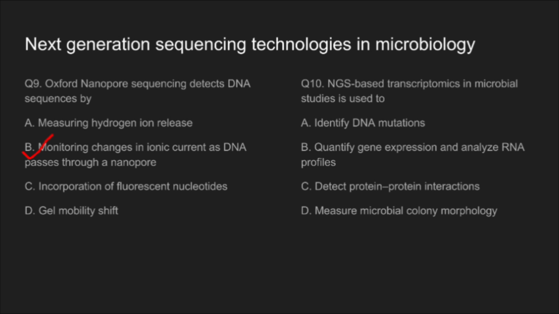Okay. Next is question number 10. NGS-based transcriptomics in microbial studies is used to A. Identify DNA mutation. B. Quantify gene expression and analyze RNA profiles. C. Detect protein-protein interaction. D. Measure microbial colony morphology. So the correct answer for this question is option B. Quantify gene expression and analyze RNA profile. So RNA sequencing via NGS allows comprehensive analysis of microbial transcriptomes under different conditions.